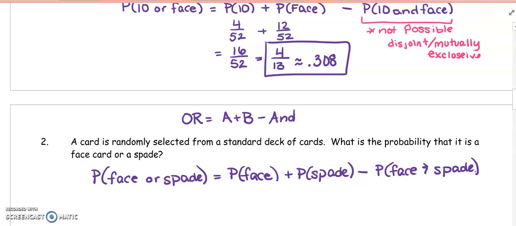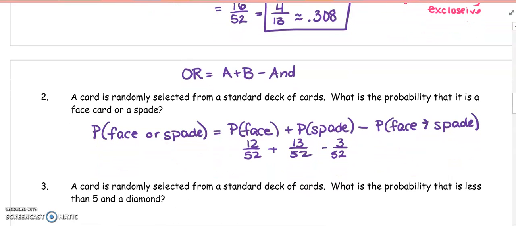So the probability of a face, that is 12 out of 52. The probability of a spade, well, that's 13 out of 52. And then face cards that are spades, there are 3 of those, the Jack, Queen, and King. So I have to subtract off 3 out of 52 because, again, we don't want to double count those. If I simplify that, that's going to give me 22 out of 52, which will reduce down to 11 over 26, which is approximately 0.423.